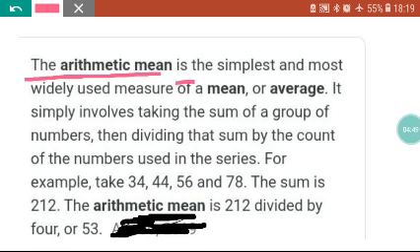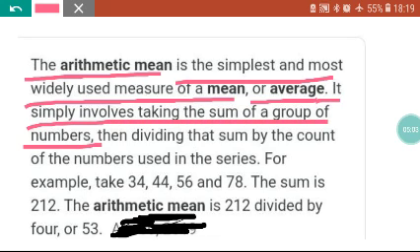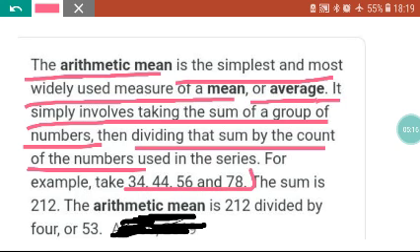What is it? It is the simplest and most widely used measure of a mean, or we can say an average. It simply involves taking the sum of a group of numbers and then dividing that sum by the count of the numbers. One example is given here: 34, 44, 56, and 78. These are the four numbers.